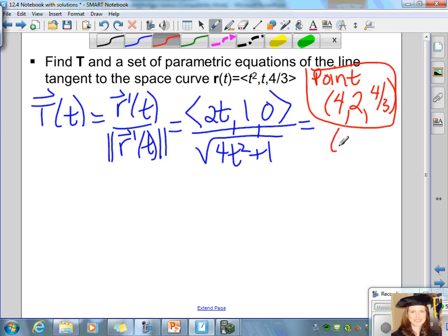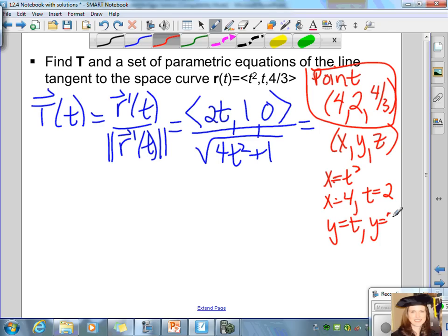Okay, this is a point, and the point's given using the coordinates x, y, and z. So to determine the time, you want to look at the variables here, how the position vector valued function is defined, and x is equal to t squared. If x is equal to t squared, and your x is equal to 4, then you could say t is equal to either plus or minus 2. Well, if you look at what y is equal to, y is equal to t, and on the point y is equal to 2, so we can verify that the time here should be the time at t equals 2.